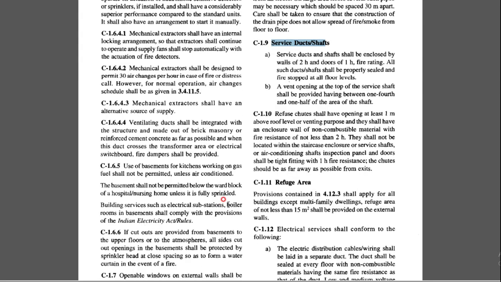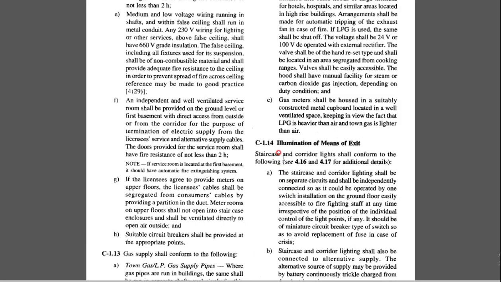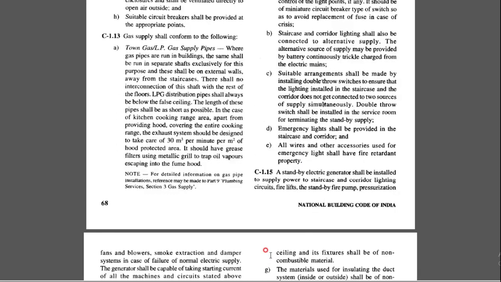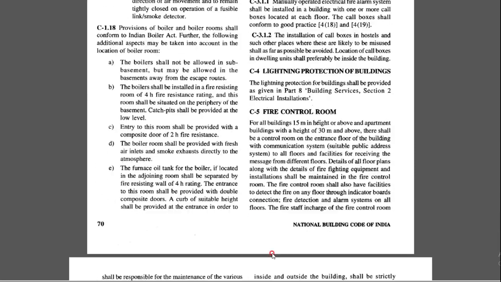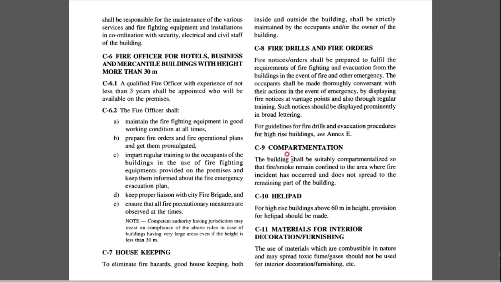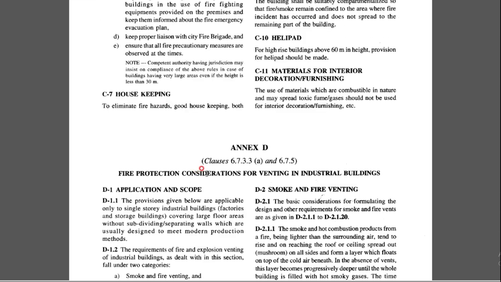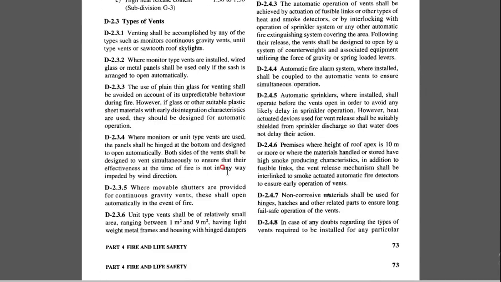Service shaft, refuge area, illumination, fire control room. For compartmentation, we have given compartmentation, helipad. Fire officer for hotels, business, like that. Similarly, a lot of other things are also explained here.